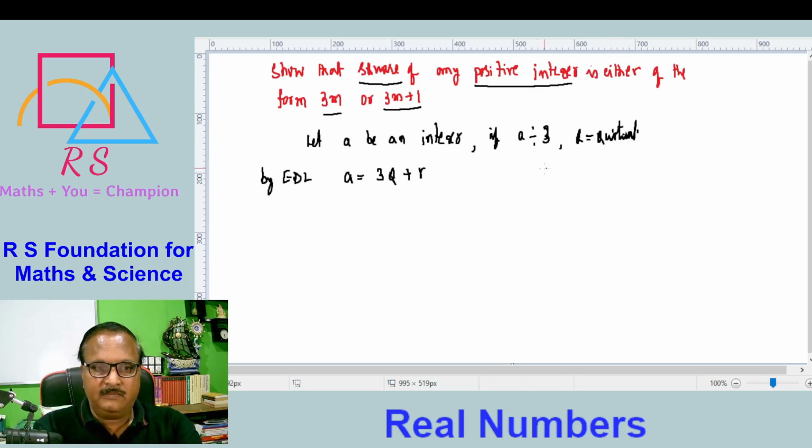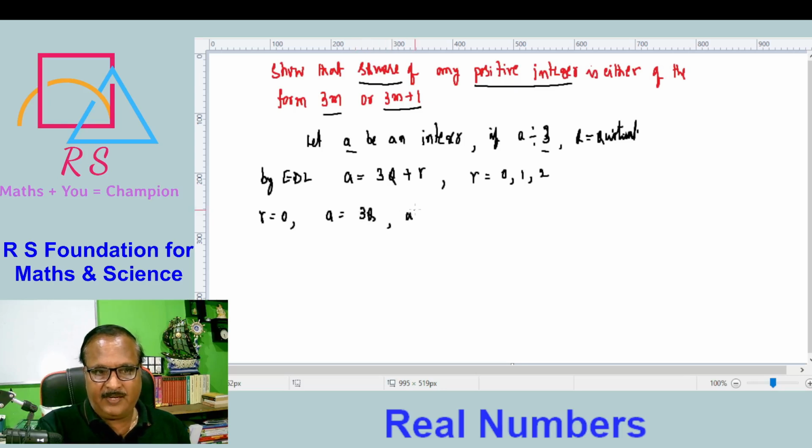So here what are the r possibilities? The divisor is 3, so r should be less than 3 and greater than or equal to 0. So our possibilities are 0, 1, 2. So let us check a square, because we want the square of this positive integer. We have taken a as an integer, we have to find out the square. So now at r is equal to 0, a is equal to 3q. So then what happened to a square? a square is equal to 3q whole square, which is 9q square.